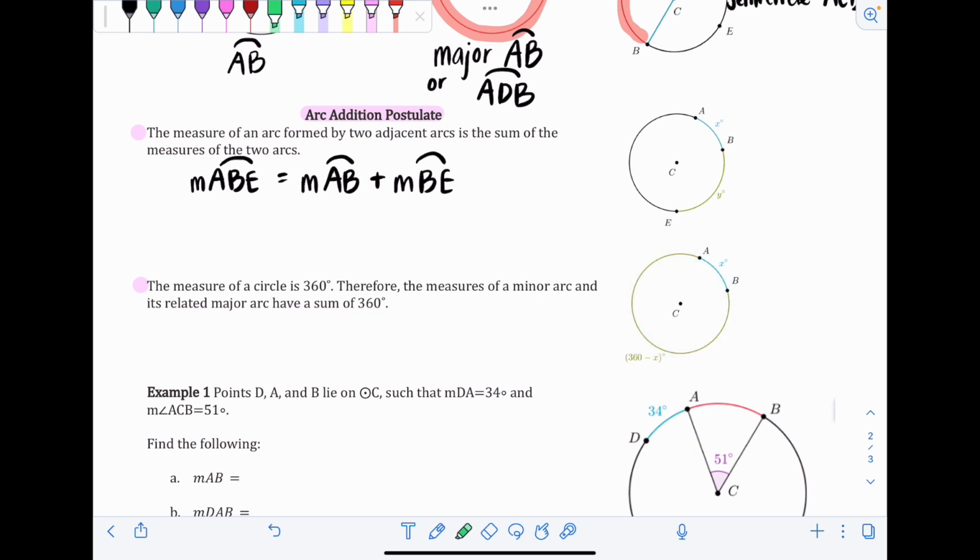And likewise, that means if you take 360 and you subtract one of the arc measures, then you'll get the other one. So for example, you don't need to write this, but let's say this is 50 degrees and I didn't know what the major arc was. I could do 360 minus 50, and that would give me 310 degrees for the major arc, because together they have to add up to 360.